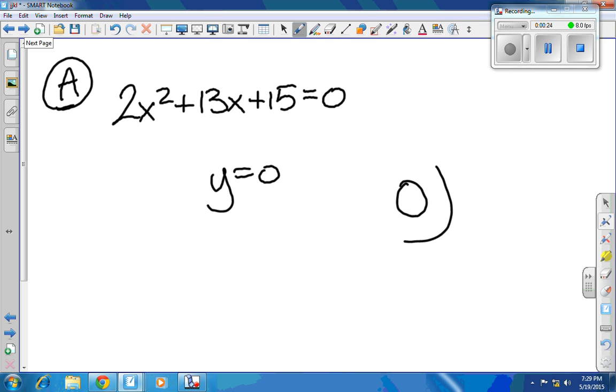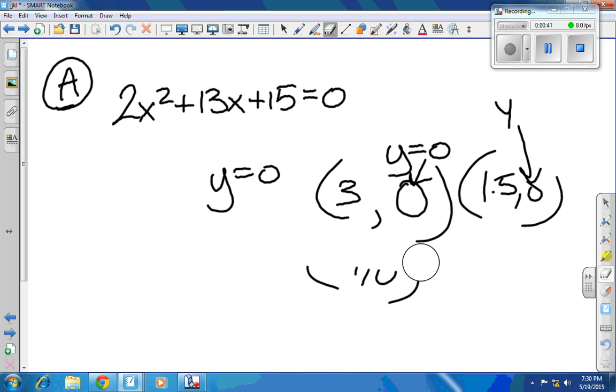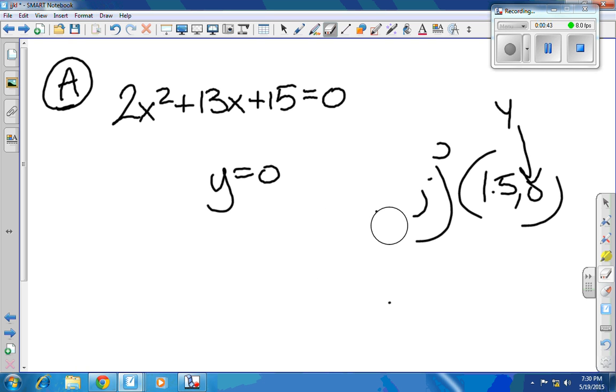Whenever you have y equal to 0, you have an X intercept. So (3, 0), (negative 1, 0), (1.5, 0). Those are all examples of X intercepts because y is equal to 0. Let's look at our first example.